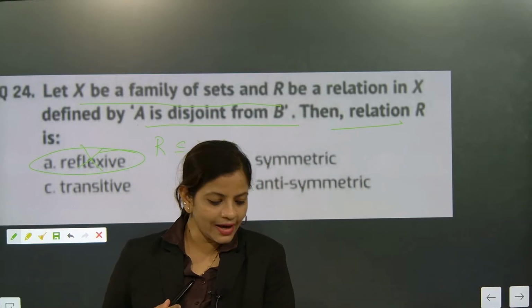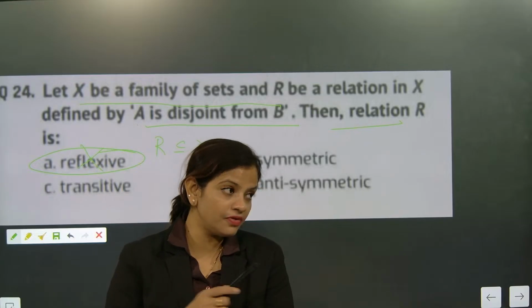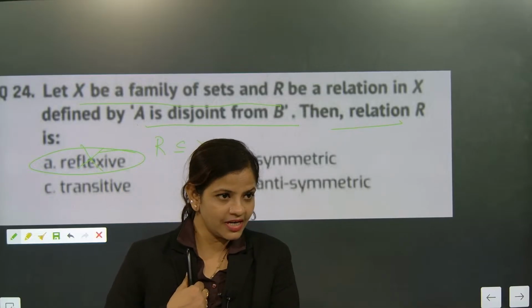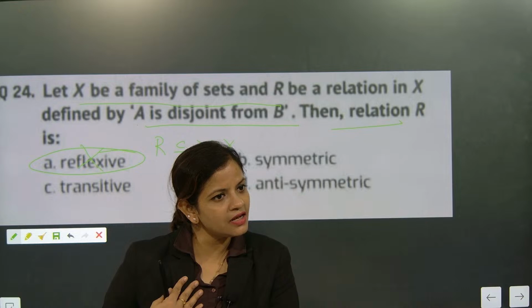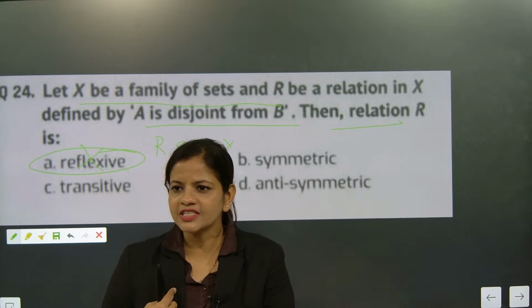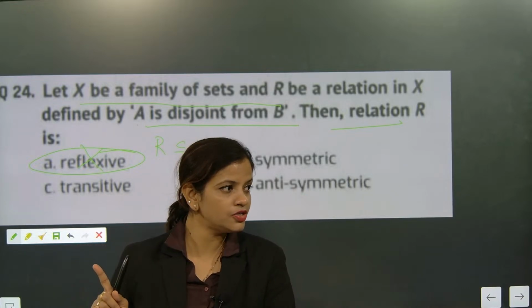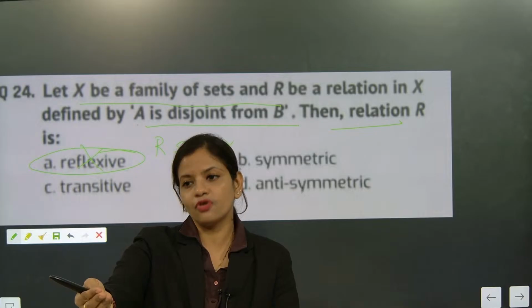A set can never be disjoint from itself. Remember this. I am a set. Can I be different from myself? No. Will I be reflexive? No. Understood? Now I am disjoint from you.